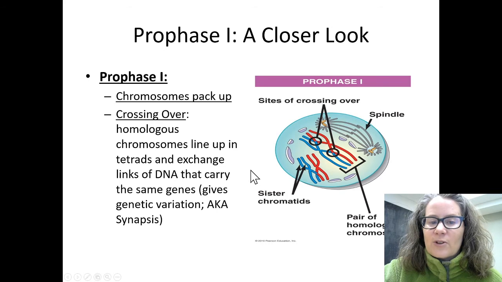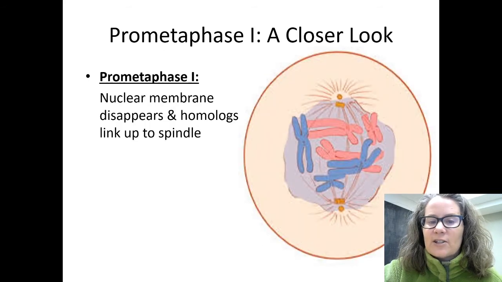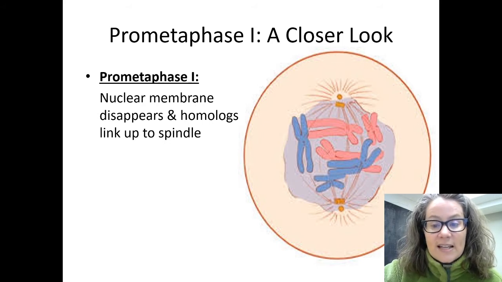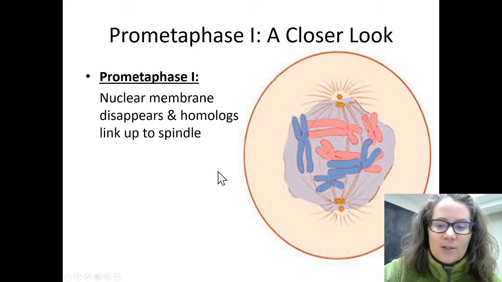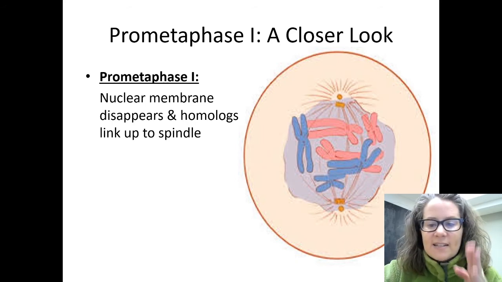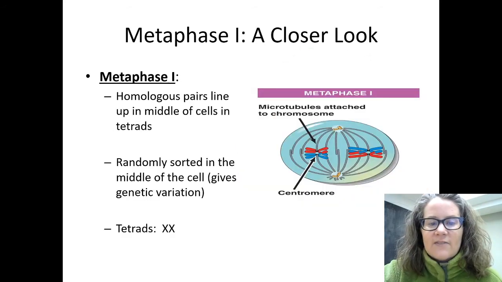Now, once you are done with crossing over, enzymes will check this particular process and you will move on to prometaphase 1. In prometaphase 1, the nuclear membrane disappears, and this time your tetrad sets, those sets of 4 homologous chromosomes, link up to your spindle. Once they have linked up, they will be pulled around back and forth until they line up in the center of the cell. This is where metaphase 1 happens.